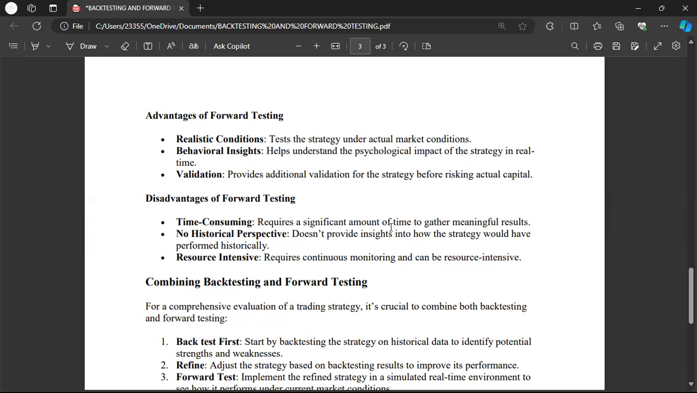Disadvantages. Time consuming, right? Requires a significant amount of time to gather meaningful results. No historical perspective. Those are the disadvantages. So let's look at that. It is very time consuming.